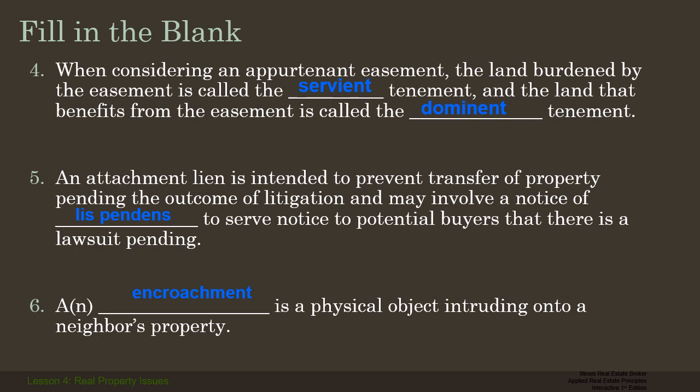Sometimes you get trees that encroach. Their limbs encroach on one side, and sometimes their roots can go under the ground and encroach onto your property. Those are unlawful physical encroachments on another's property.